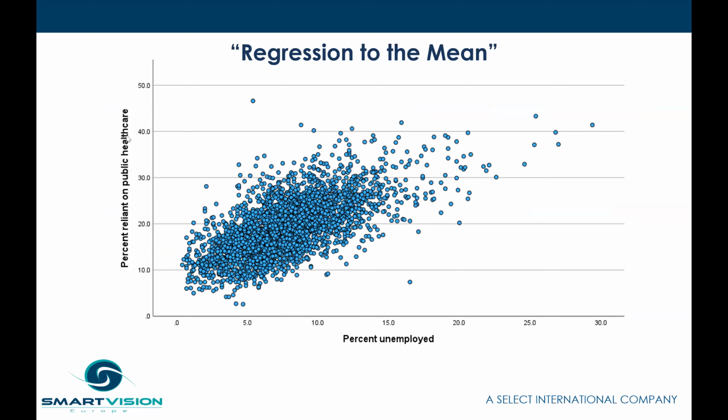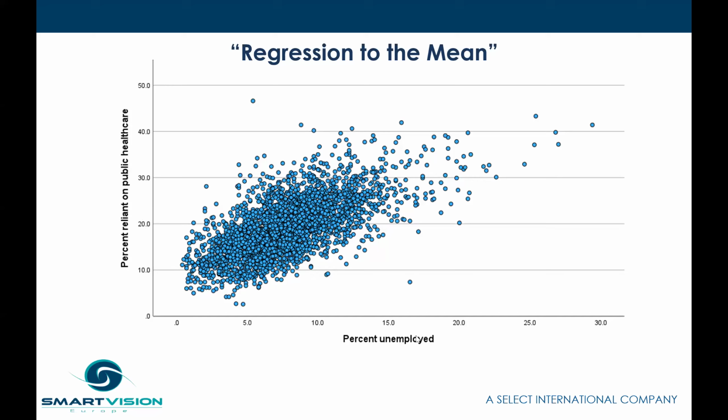So here we have the percent reliant on public health care. Each of these points is actually a US county, a lot of US counties here. So what percent of the people in each of these counties is reliant on public health care, not private health care?